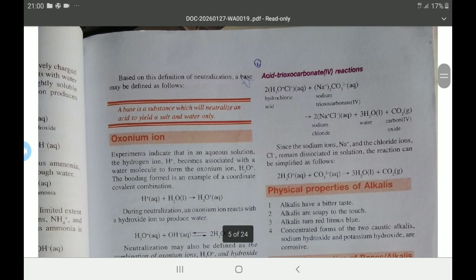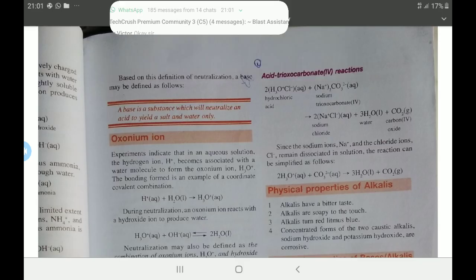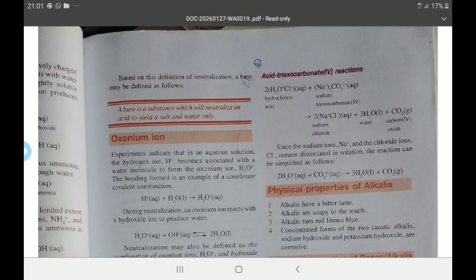Now, based on this definition of neutralization, a base may be defined as follows. Now, this is what a base is. A base is a substance which will neutralize an acid to yield a salt and water only.